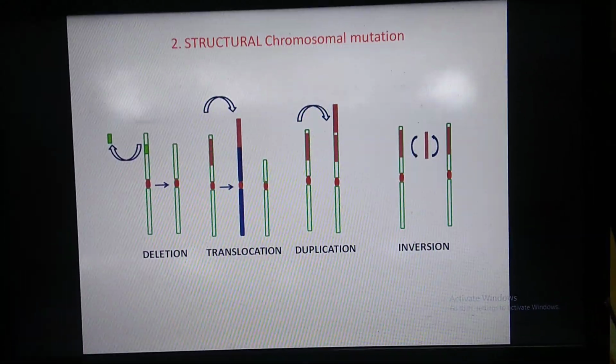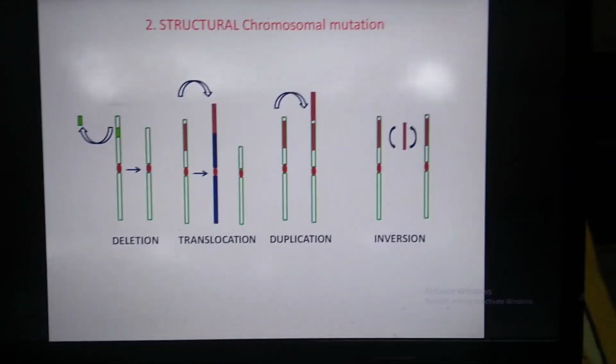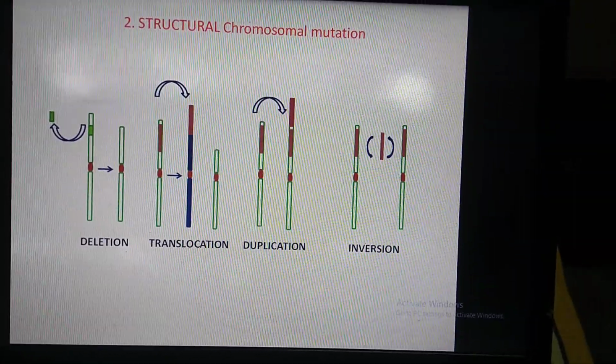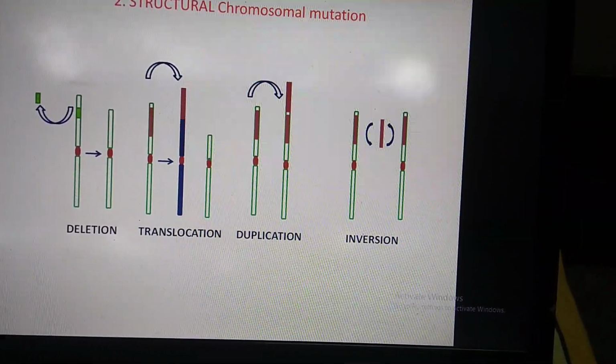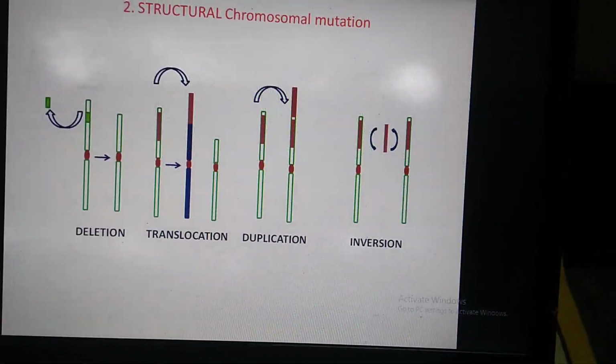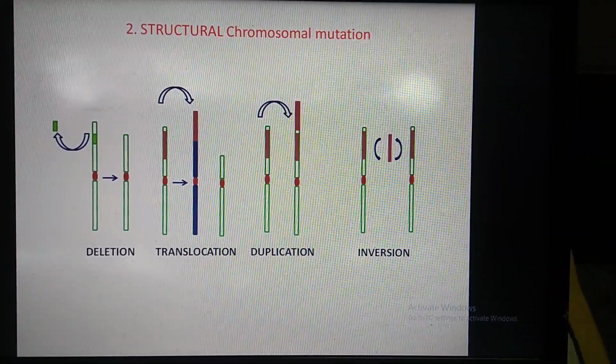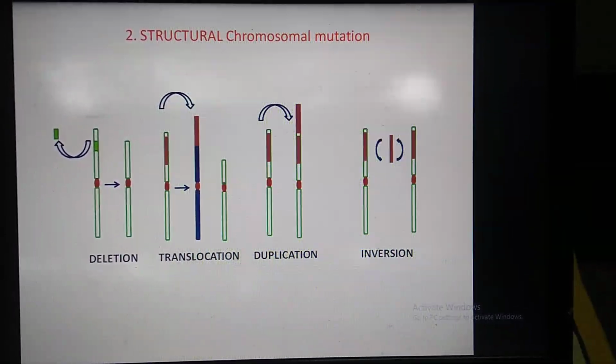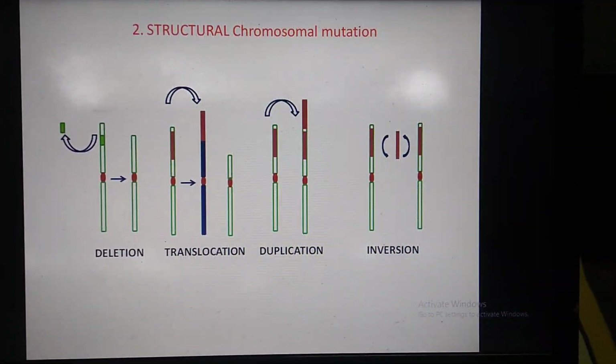Next day, in the next class, I will be discussing more deeply mutation in the prokaryotic context. So this was the introductory class to mutation. Hope you enjoyed. Thanks.